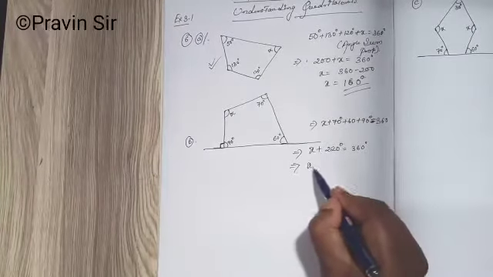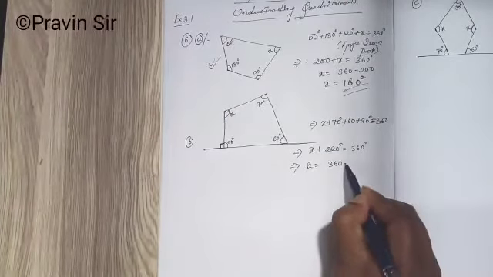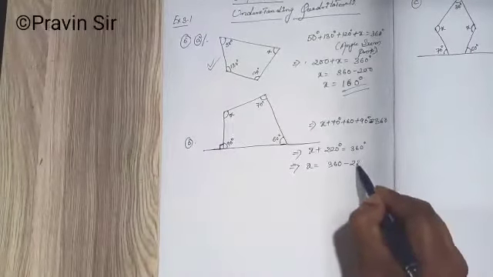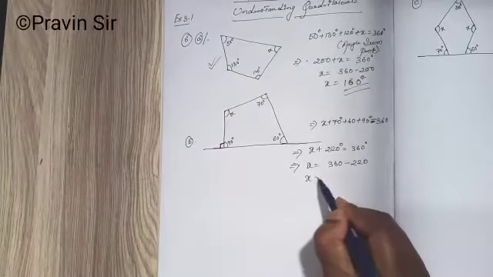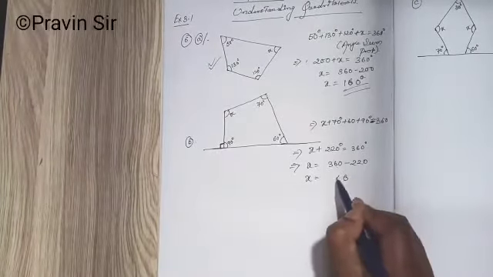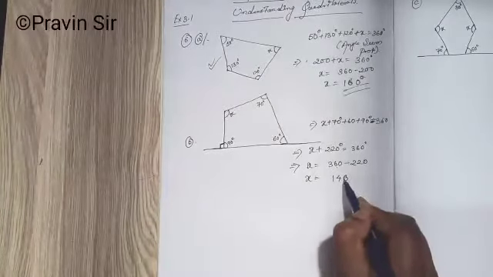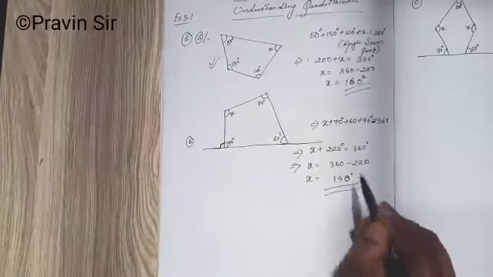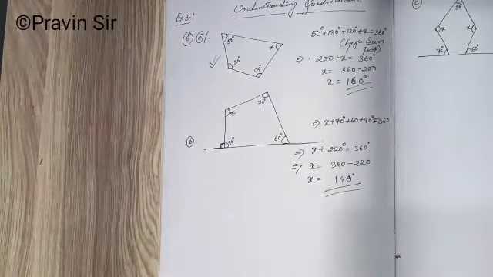So now what is the value of x here? x is equal to 360 minus 220 degrees. So what will we get? 0, 6 minus 2 is 4, and 3 minus 2 is 1, so 140 degrees. So it is also a very easy question. So like this you can solve question number B also.